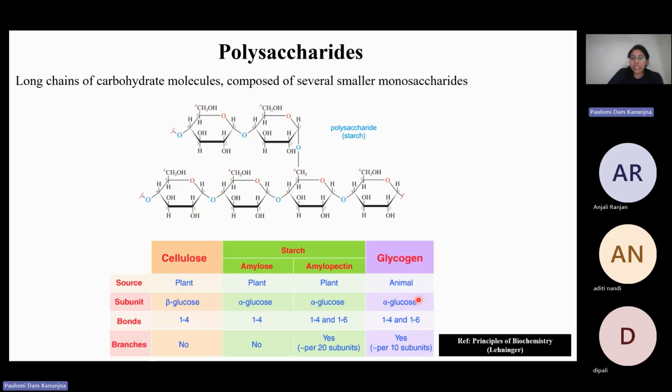Yes, and remember the units. No branching units of alpha glucose is amylose, while beta glucose is cellulose. So this difference you need to remember, right? Okay.